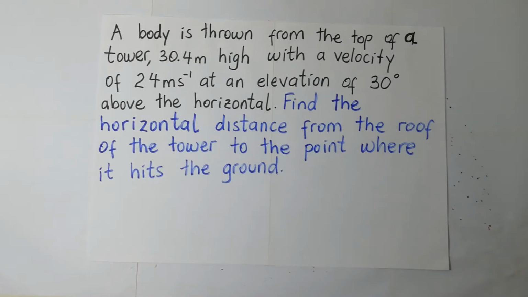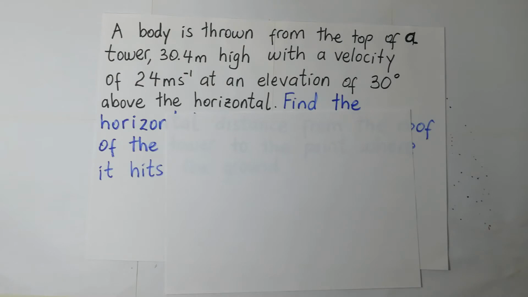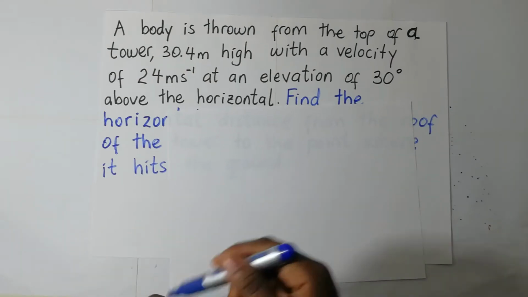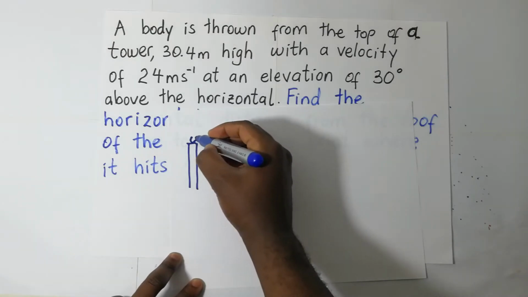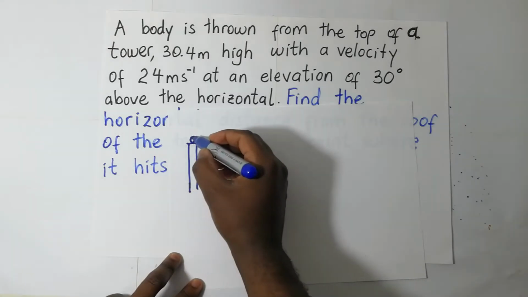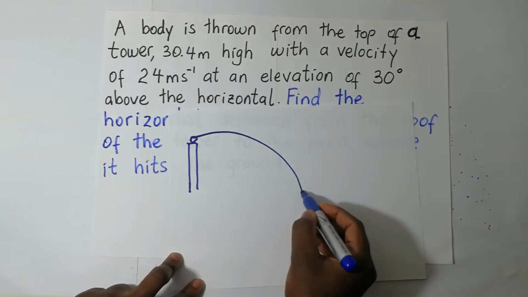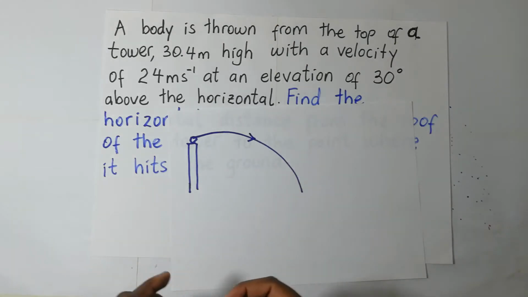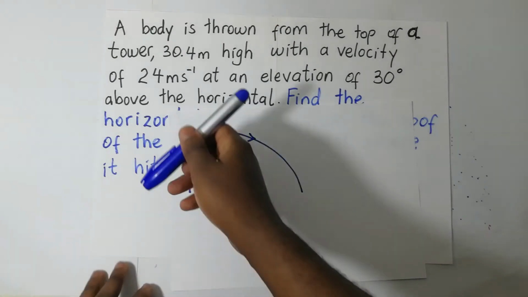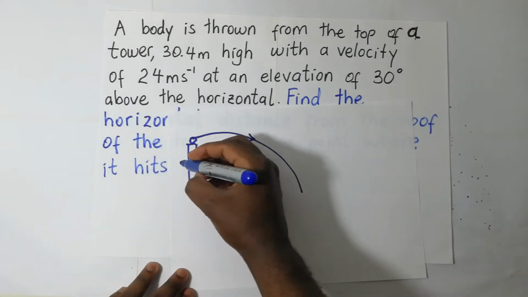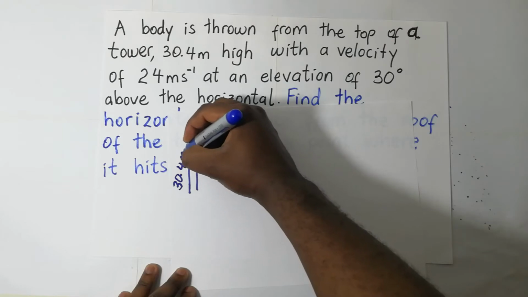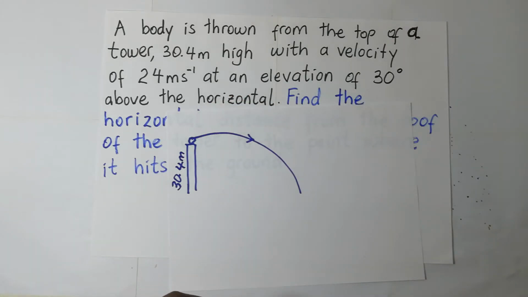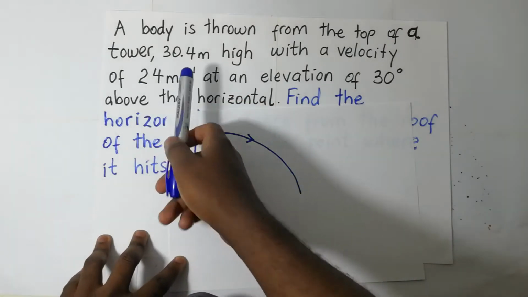First step is to always get a diagrammatic view of the question. So, a body is thrown from the top of a tower. So this is the tower. We have a body right there, and this body is being thrown from the top of the tower, like that. So the tower is 30.4 meters high. So this is 30.4.